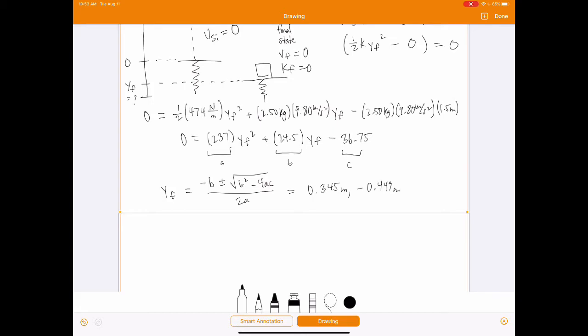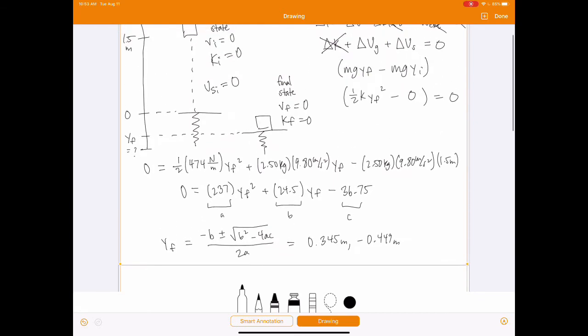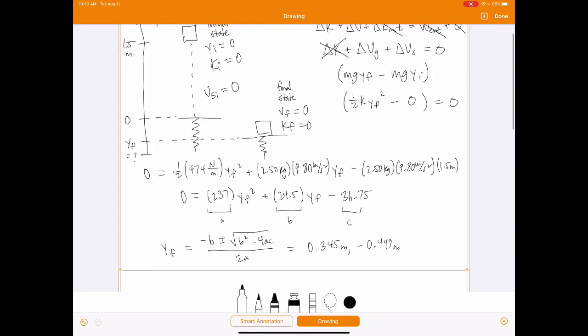How do we know which one is right? Well, y final should be negative, right? It's below 0. So we know to choose the negative solution. And this is telling us the spring is compressed by 0.449 meters, or we could say 44.9 centimeters. So that's how you do that one.